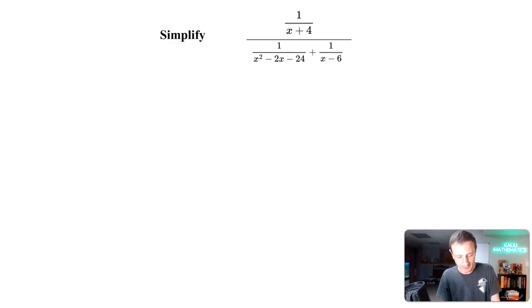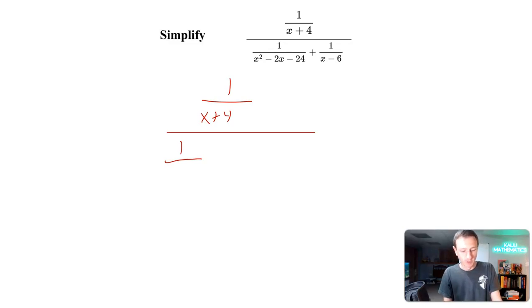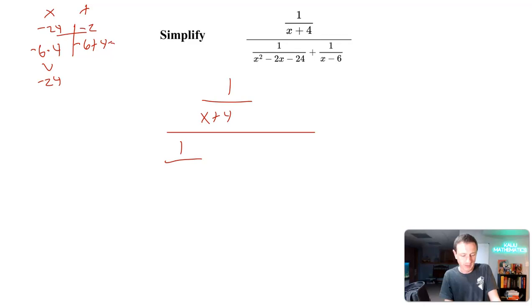Let's go ahead and factor the bottom. So I'm going to have 1 over x plus 4 all over 1 over x squared minus 2x minus 24. We're looking for two numbers that multiply to negative 24 and add up to negative 2. So you just got to go through your combinations of numbers that multiply to 24. We know it's going to be some combination of 6 and 4, because that's how you get to 2. But now we just got to figure out which one's positive, which one's negative. If I do negative 6 times 4, that's negative 24. Then negative 6 plus 4 is negative 2. So that's my combination. So it's going to be x minus 6 and x plus 4.